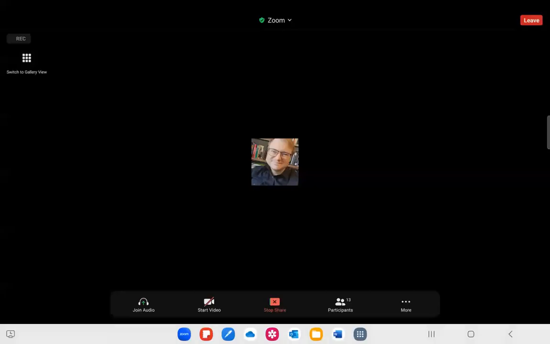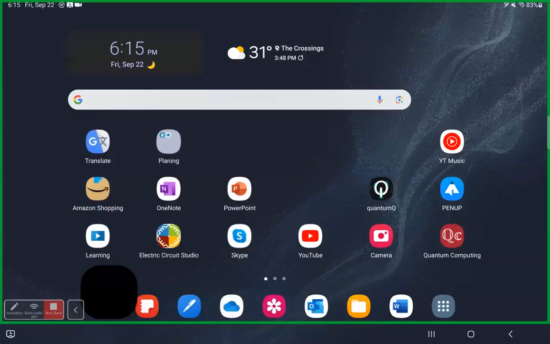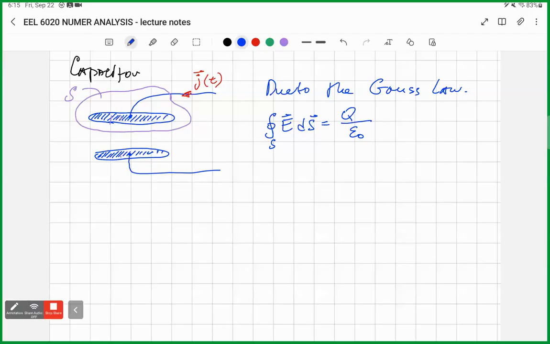Oops. Okay. Do you see my screen now? Anyone? Yes. Yes, we can see the screen. Okay. Awesome. Thank you. I don't know, for some reason I lost there.